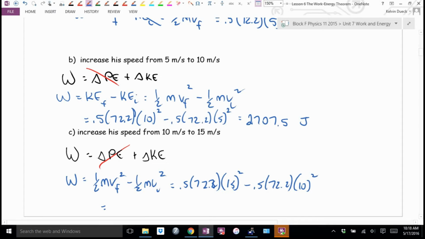We went from 0 to 5. We went from 5 to 10. Now we're going from 10 to 15. So the increase in speed is the same each time, 5. We're going to get a way bigger answer here, too. Crunch this, see what you get.